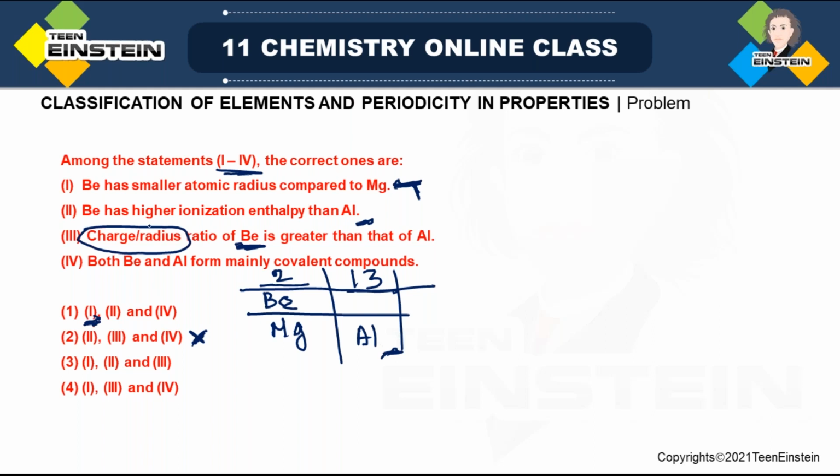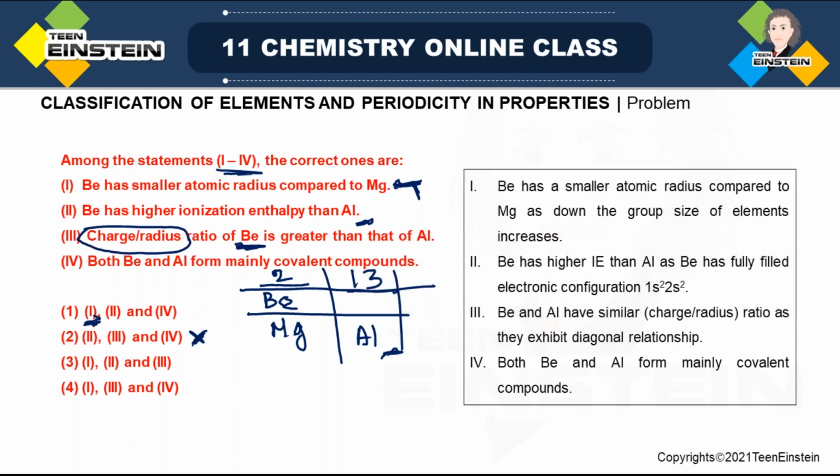And the last one, both Be and Al form mainly covalent compounds. Now beryllium forms covalent compounds, and aluminium, because of this diagonal relationship, that is also basically correct. So if 3 is correct, 4 is also correct. That means 3 and 4, that is present together in which option? It is present in option 4. Okay. So beryllium has a smaller atomic radius compared to Mg, that is correct.